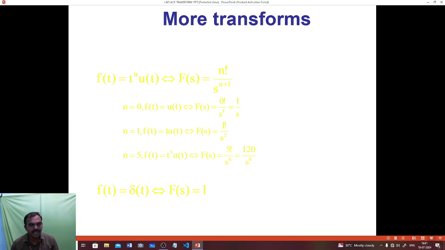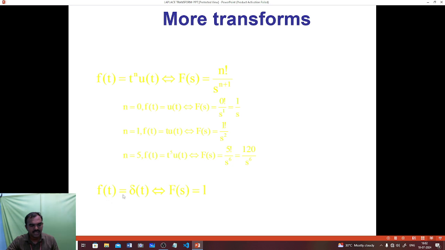This is t power n, which we already saw. So L of t power n is nothing but n factorial by s power n plus 1. If n value is 0, what do you get? That is 0 factorial, which is 1, by s power 0 plus 1, so 1 by s. If n is 1, 1 factorial by s power 1 plus 1, that is 1 by s square. If n is 5, F of s equals 5 factorial by s power 5 plus 1, which is 6, so 5 factorial value 120 divided by s power 6.